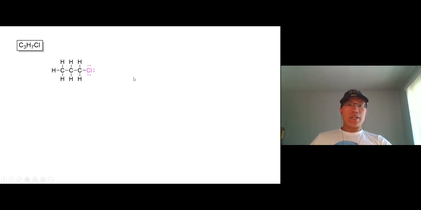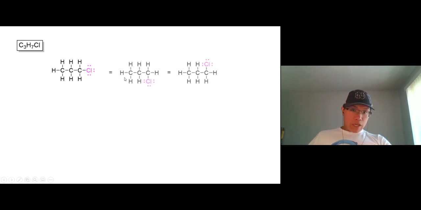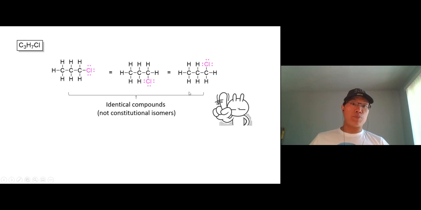Okay, so we got this compound. Now these are the same. Take a look. If you put chlorine at the bottom or chlorine at the top, they are the same thing in the 3D structure. This carbon can rotate. Chlorine can be anywhere on this carbon. So these are identical, not constitutional isomers.